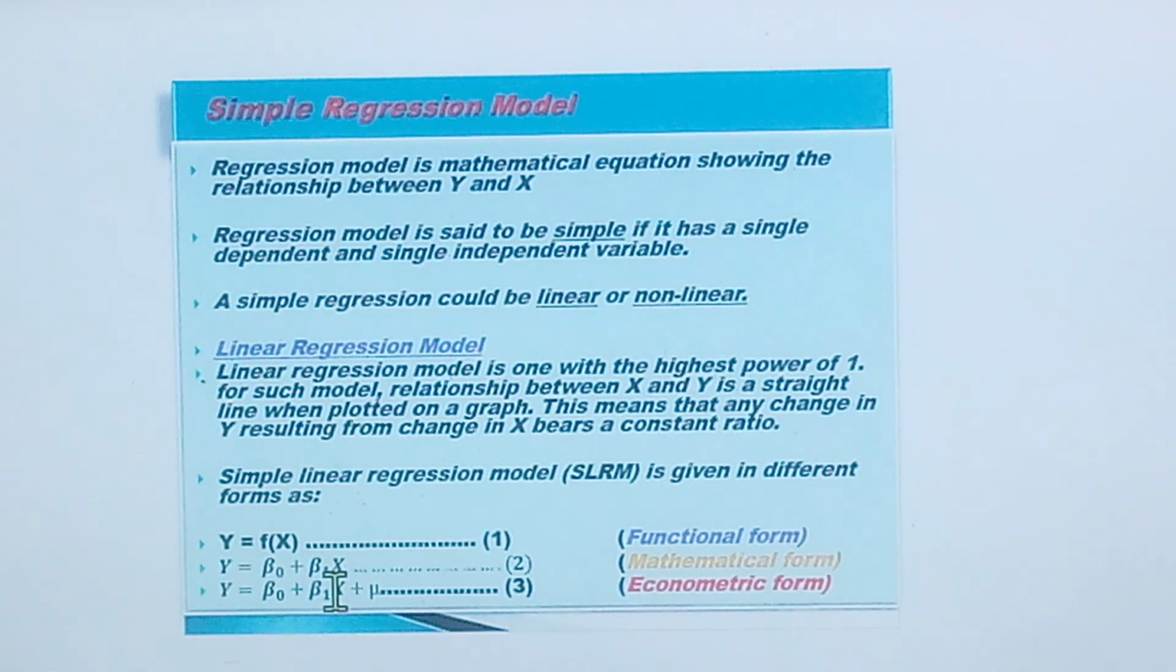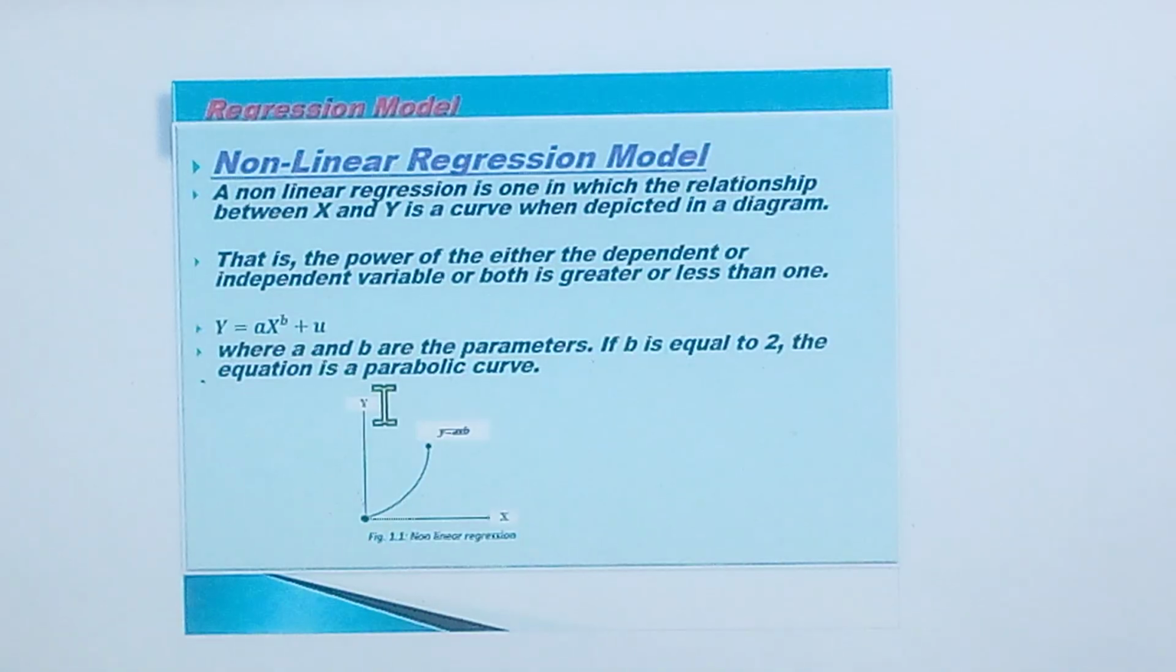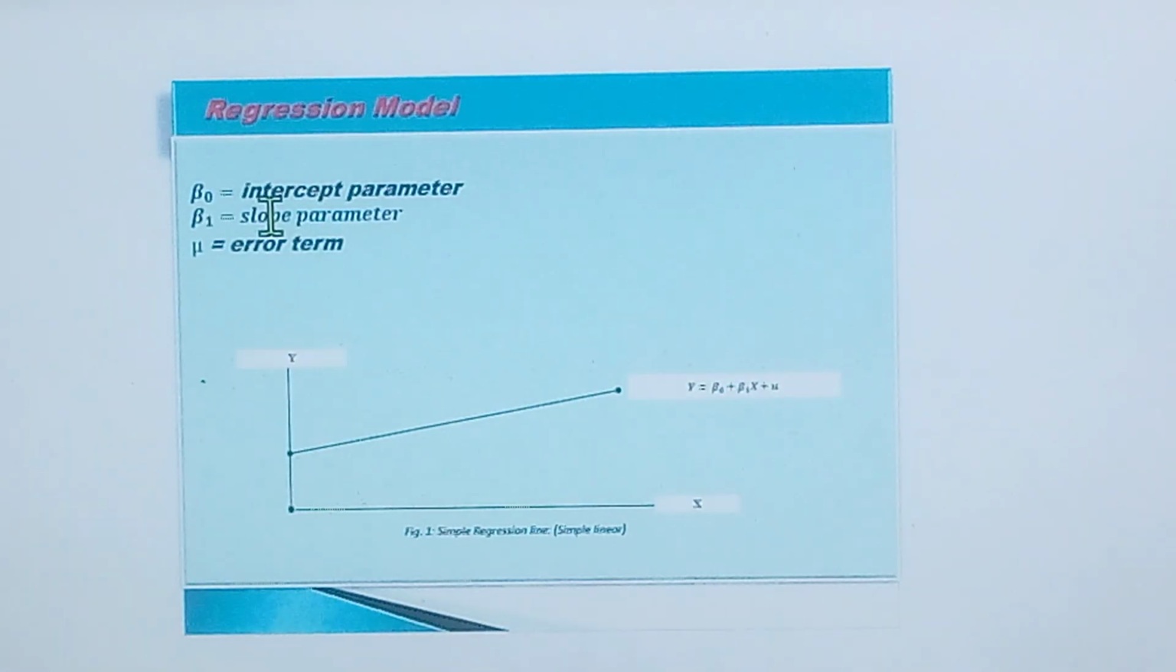Then b1, on the other hand, is called the slope parameter, and of course it measures the change in y resulting from a unit change in x. If x changes by 1 unit, the amount by which y will change is measured by the slope parameter. We already explained what the error term is all about.